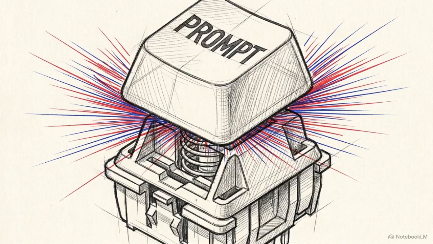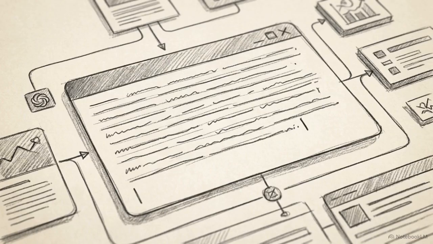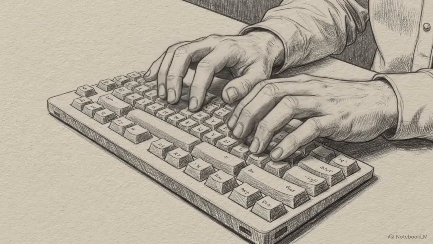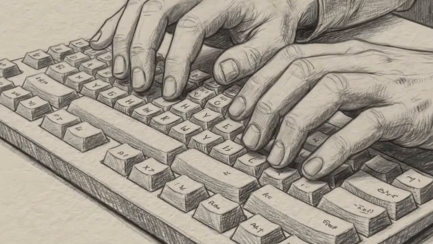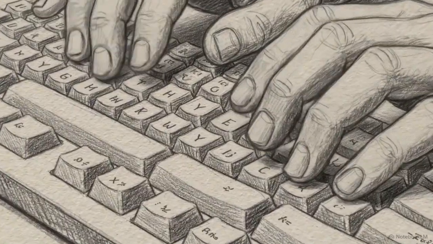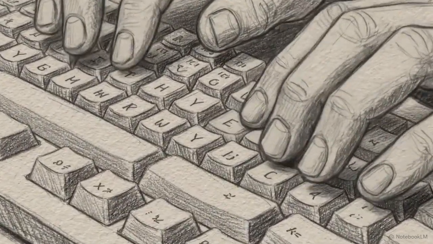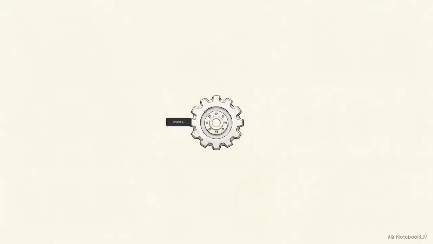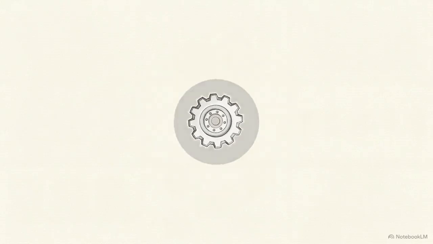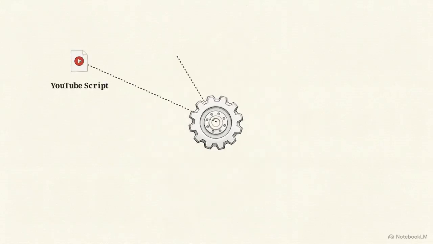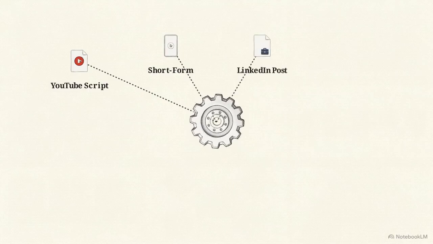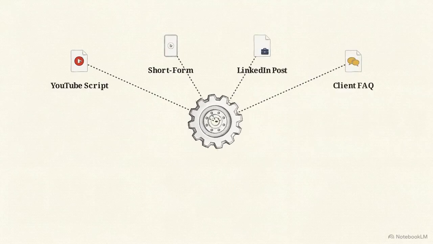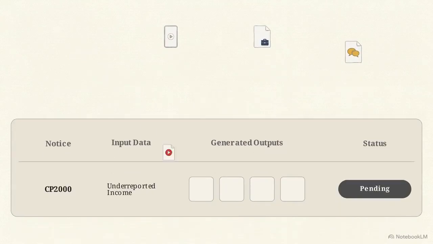To process the data, you need a master prompt. This text command instructs the AI to adopt the specific persona of a calm, authoritative CPA focused on tax resolution. Copy that master prompt and paste it directly into the AI interface alongside the structured CP2000 data you just wrote. The prompt commands the system to take that single row of data and generate 4 distinct marketing assets: a 5-minute YouTube script, a 60-second short-form script, an educational LinkedIn post, and a plain English client FAQ.